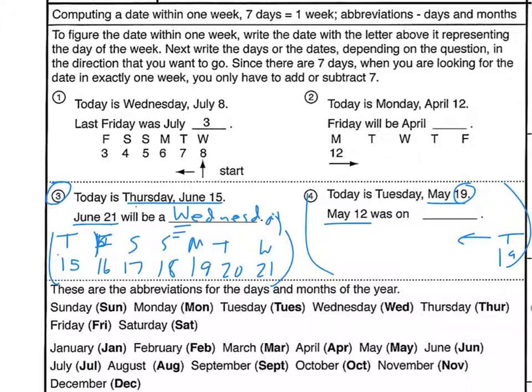But if you look closely, 19 and 12 are exactly 7 days apart. So you could have written 12 plus 7 is 19 to show that this is exactly 1 week. I think that's a lot easier than making the calendar. So if May 19th was a Tuesday, then May 12th was also a Tuesday. Should have written Tuesday in there.